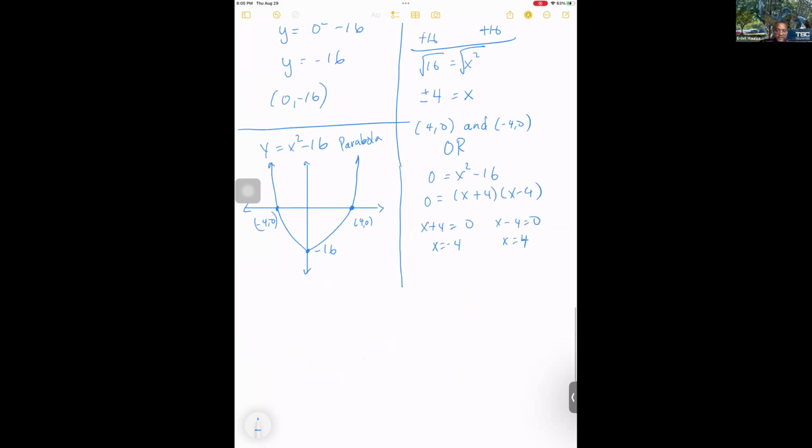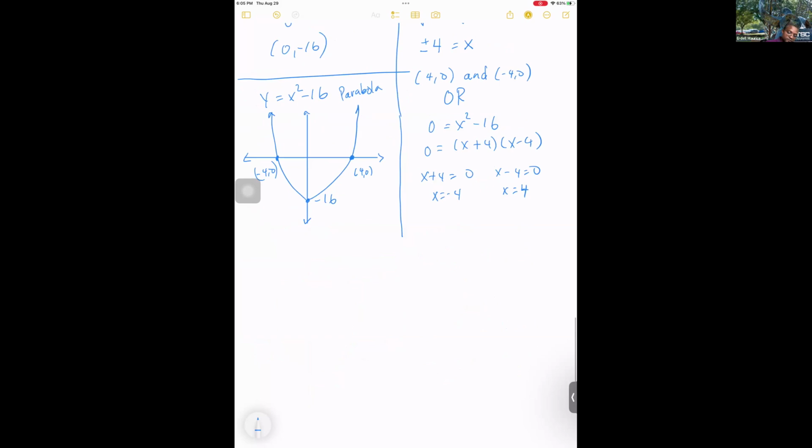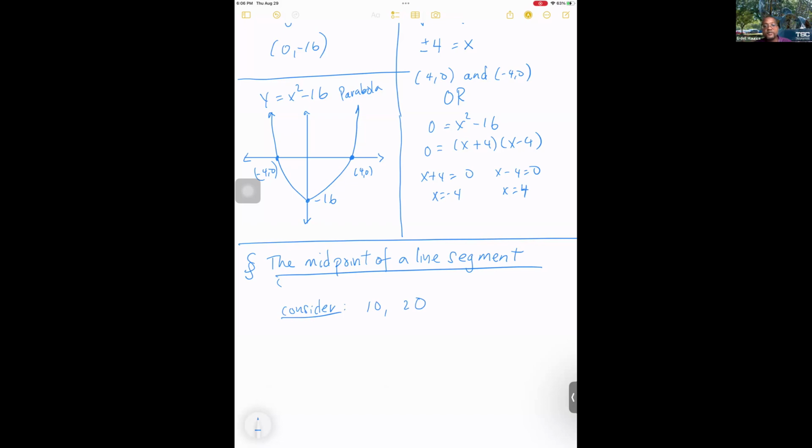All right, moving to our next section, the midpoint of a line segment. If I have, say, for example, two numbers, 10 and 20, and I want to find halfway or the midpoint or what's in the middle of these two values, all I have to do is simply take the average. Well, the average is going to be 10 plus 20. You add the numbers up and you divide by the number of numbers. That's going to be 15, right? And that kind of makes sense. Halfway between 10 and 20 is 15.